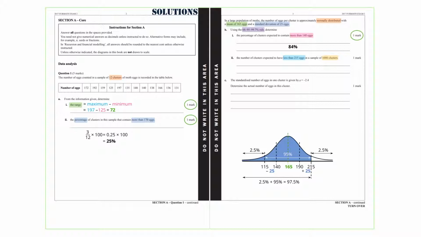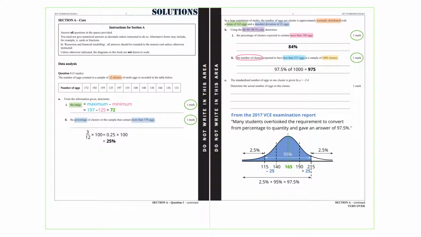Recall that the question is asking for the number of clusters, which means that we need 97.5% of 1000, which is 975. This is a 1 mark question for the correct answer. From the 2017 VCAA examination report, many students overlooked the requirement to convert from percentage to quantity and gave an answer of 97.5%.